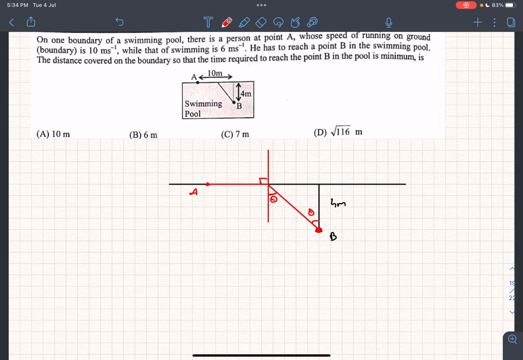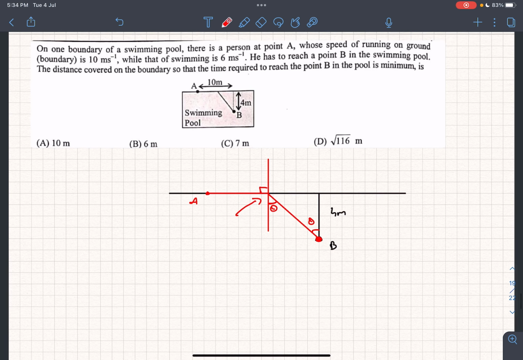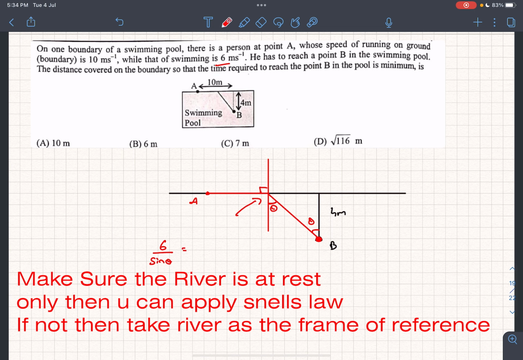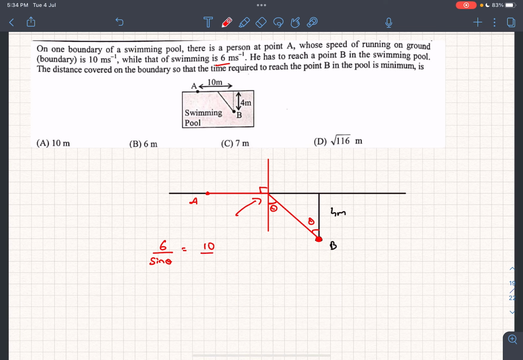So anyways, applying Snell's law at this interface: the speed of swimming, which is given to be 6 meters per second, divided by sine theta, is equal to the speed of running, which is 10, divided by sine 90, which is 1. So from here, we'll get the value of sine theta as 3 by 5.